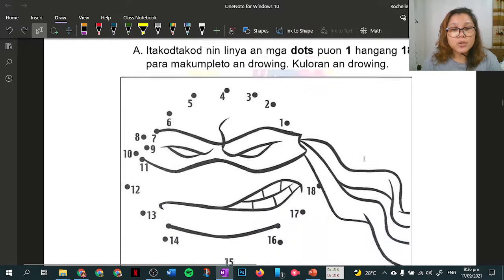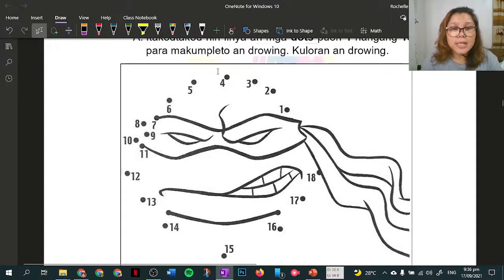So, as you connect the dots, try to recite it so that you won't miss any number, and then you will be familiar on what number will be next. So after you connect the dots, at the same time reciting them, you will form a figure and then try to color it. So ano kayang mabubuo dyan?